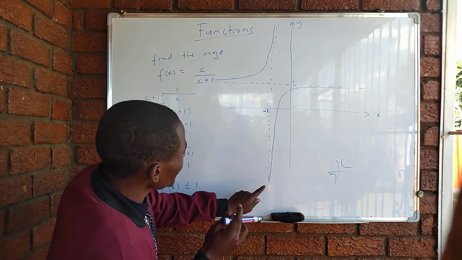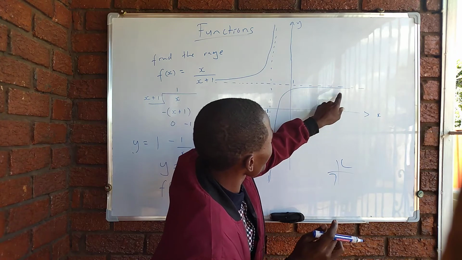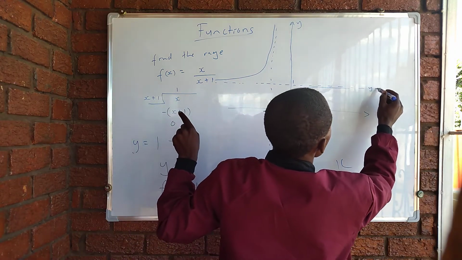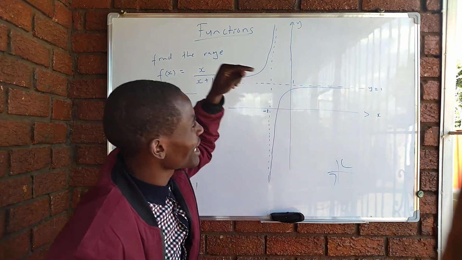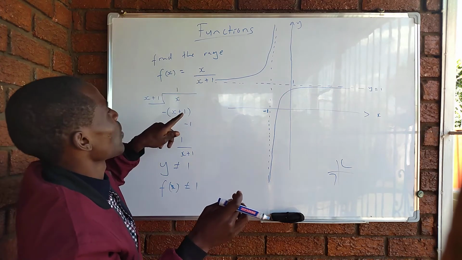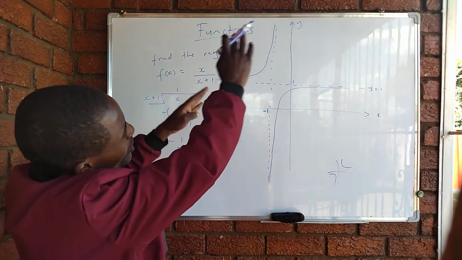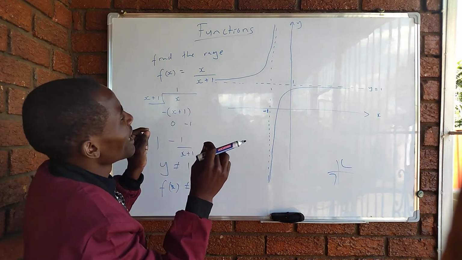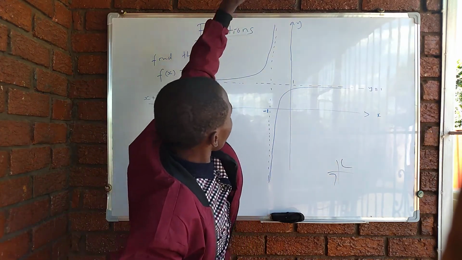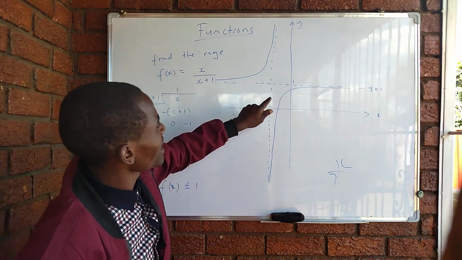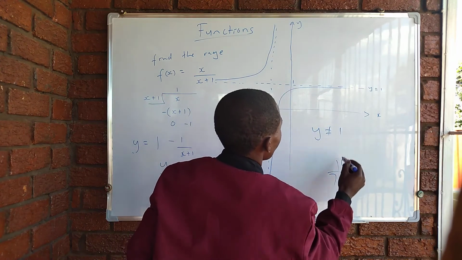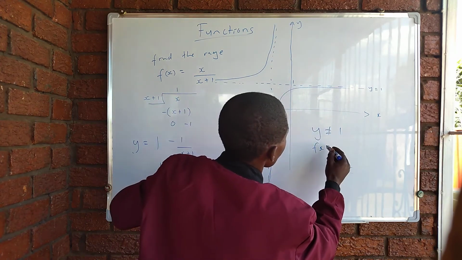So our graph approaches 1 and the asymptote is at y is equal to 1. It approaches y is equal to 1 but does not touch it. This one also approaches y is equal to 1, from above, but does not touch it. Since it does not touch, there is nowhere our graph equals 1. There is no point where our graph cuts y is equal to 1. The values go to infinity and down to infinity. So the range looks at the graph's y values. Here y is never equal to 1, so y is not equal to 1. That is, f of x is not equal to 1.